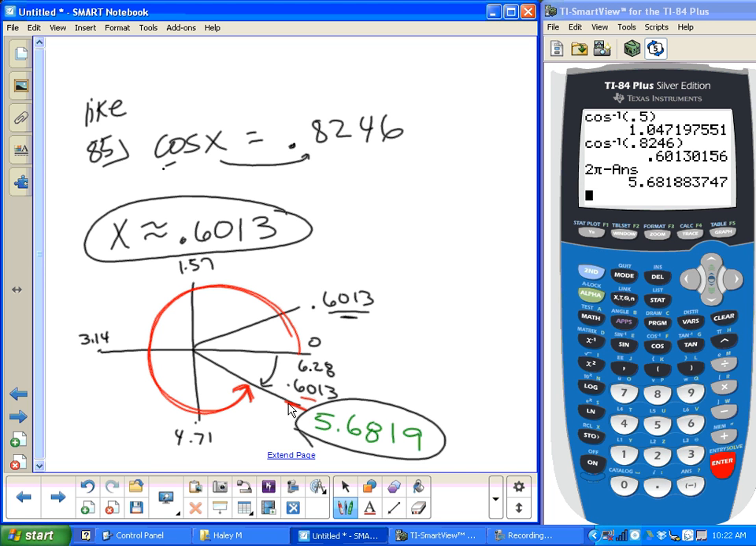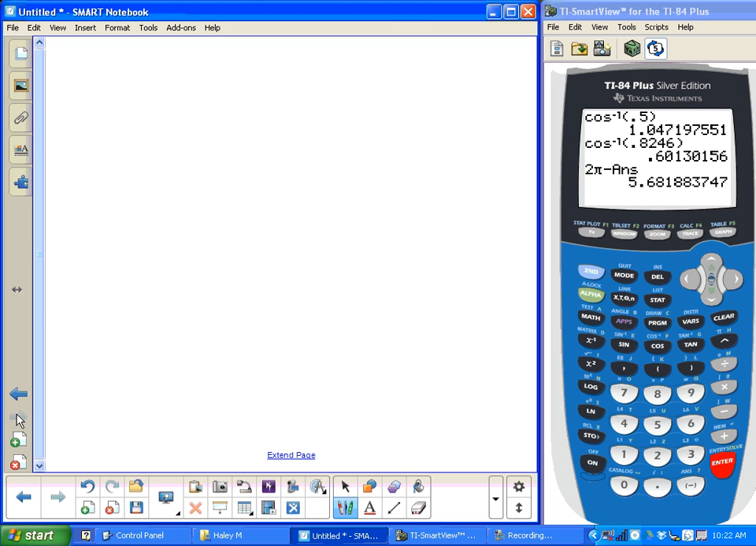Now, it might not always be in the fourth quadrant. All right, so let's do one where cosine is a negative value. Okay, in fact, let's do this one, but let's make that 0.8246 negative. All right, so I'm kind of making this one up. So we got cosine of x equals, let's say that it's negative 0.8246.